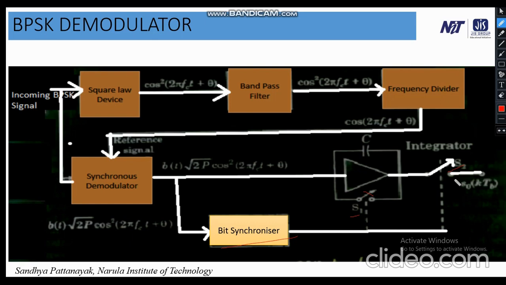At the end of the bit duration, S1 is open and S2 is closed. So when S2 is closed temporarily, it basically acts like a sampler, and the output of the integrator goes to the decision making circuit, where looking at the voltage level of the output, it is decided whether it is a binary 1 or a binary 0.